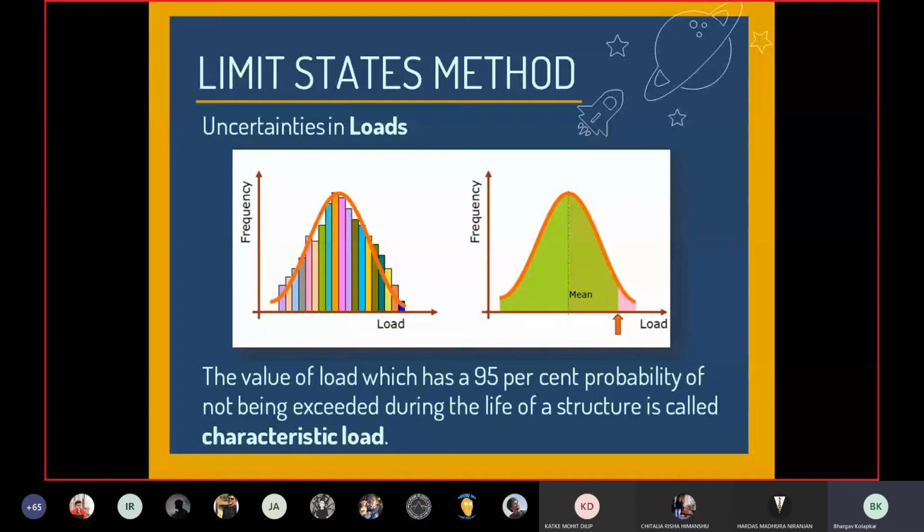I find that on 95 of these days, the value of load was lesser than this particular value. Only on 5 days, the value was greater than this value. So I would design my slab or my system for this value of that load.